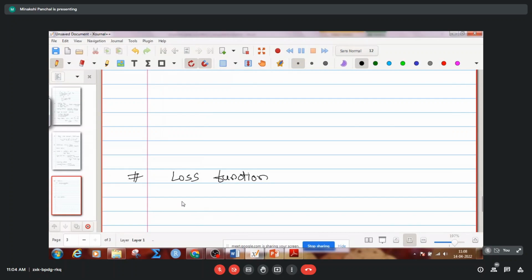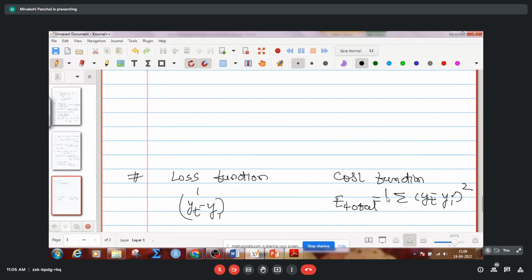Error between... if you consider, what is loss function? yt minus y1. This will be the loss function. And what is cost function? Cost function में क्या आ जाएगा? In cost function, it will give you the total error, E total. It is equal to the summation of (yt minus yi) whole square, and you are taking the average of this. So this is nothing but your cost function. ये cost function में आ जाएगा.